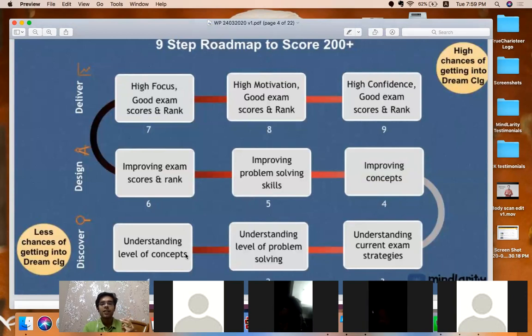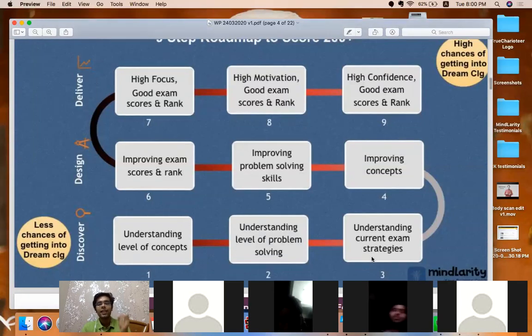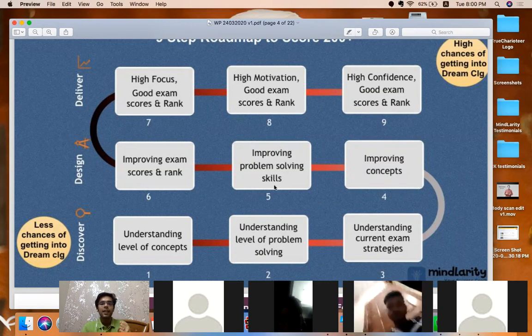So in discover, we have 3 stages. First stage is understand your level of concepts. The second stage is understand your level of problem solving. And the third stage is understand your current exam strategies. In design phase, we have again 3 stages. First, improve concepts. Second, improve problem solving. And third, exam scores and rank.